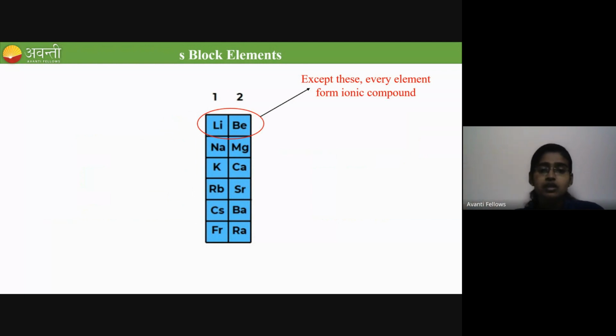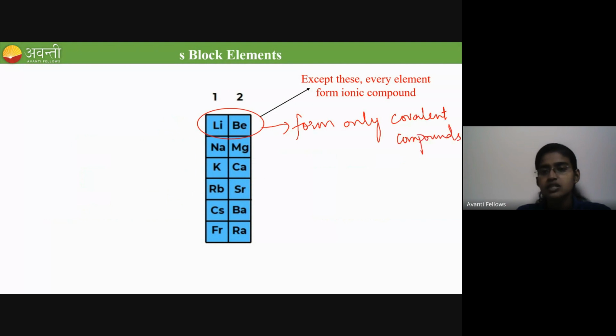All other elements of the corresponding group form ionic compounds. Lithium and beryllium form only covalent compounds. Covalent compounds are formed by the sharing of electrons and ionic compounds are formed by the transfer of electrons. So lithium and beryllium will share their electrons, whereas the other elements will transfer their electrons.